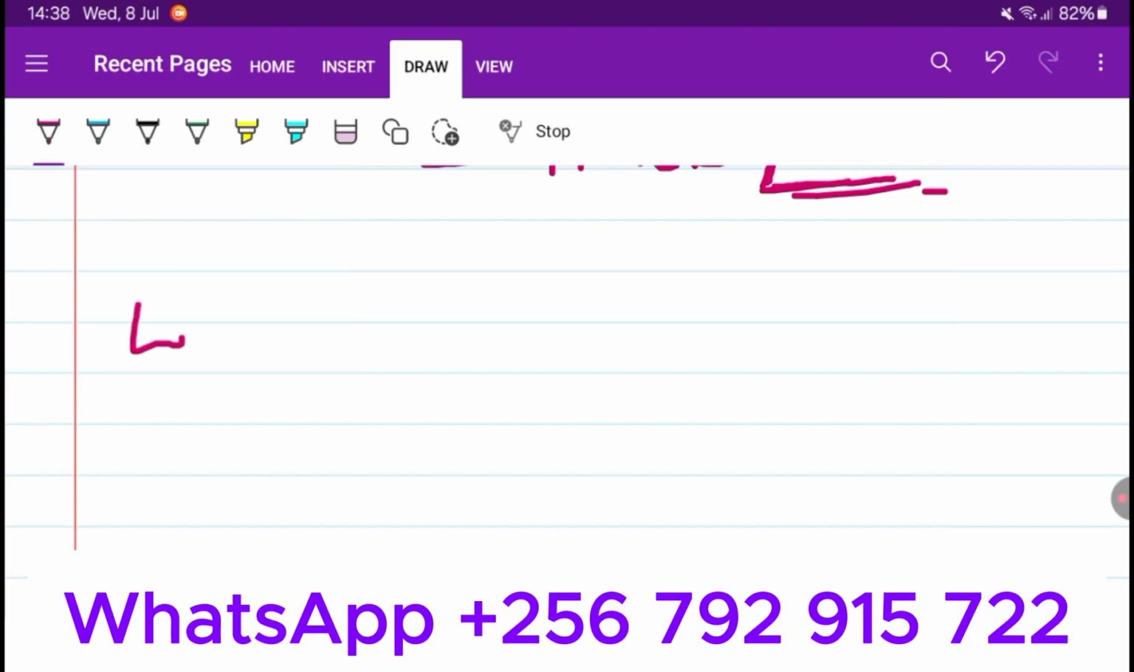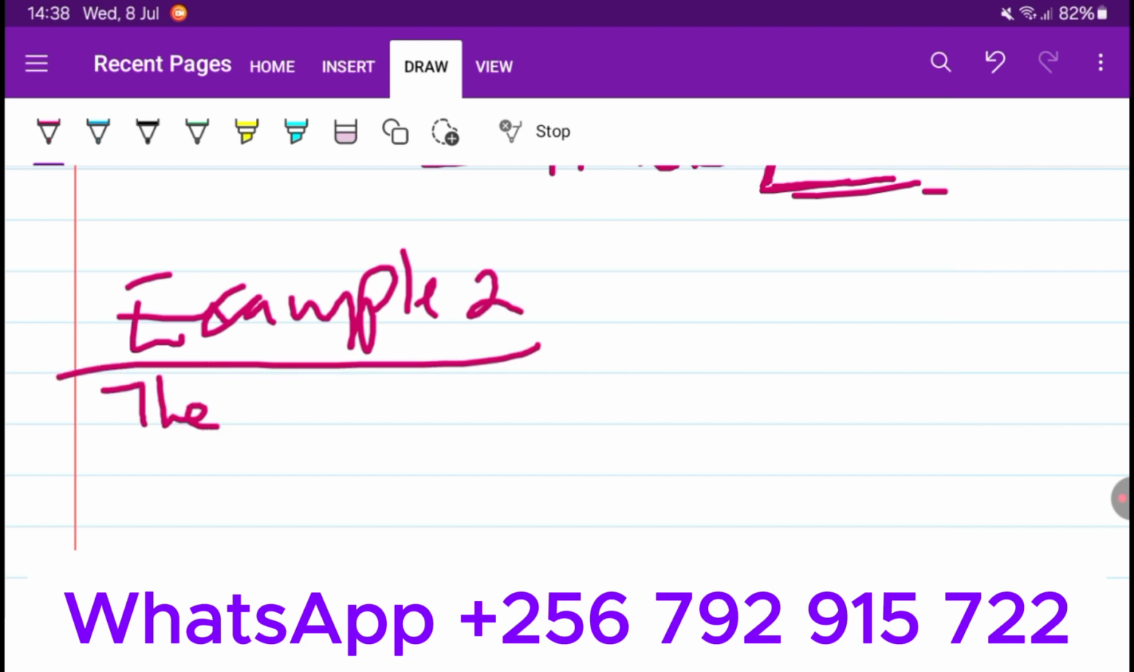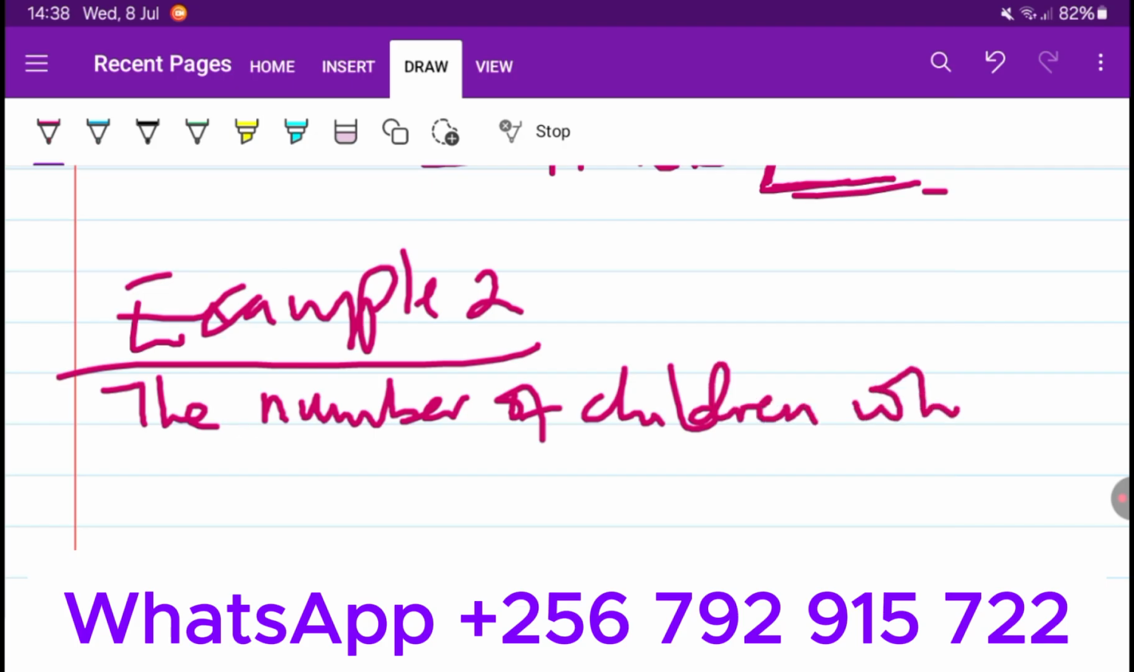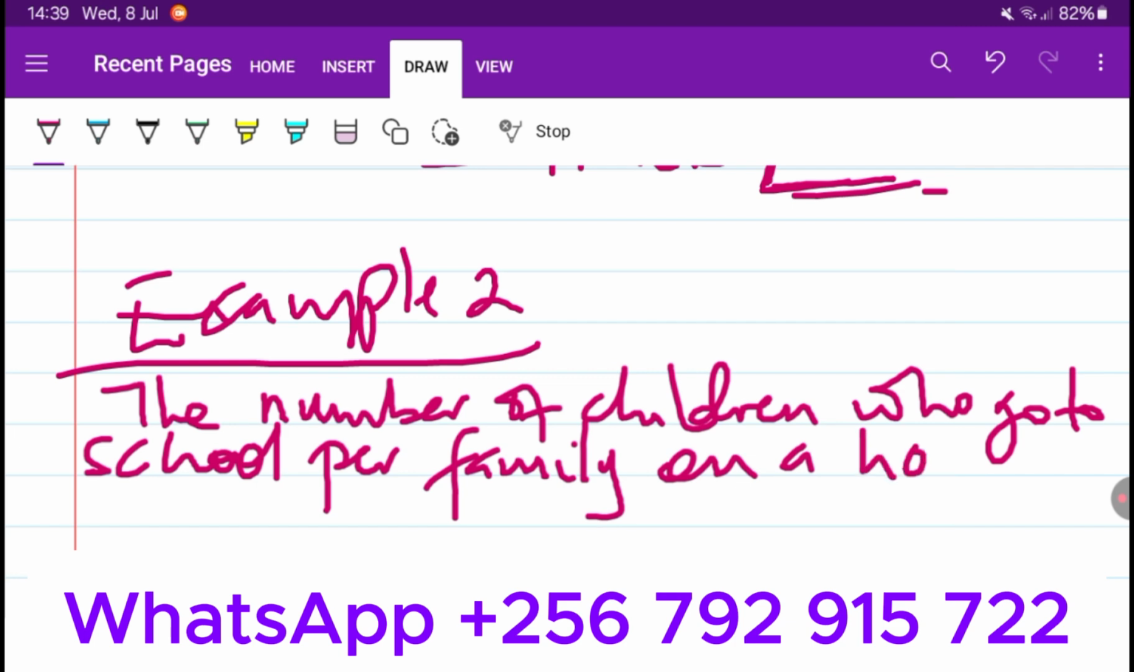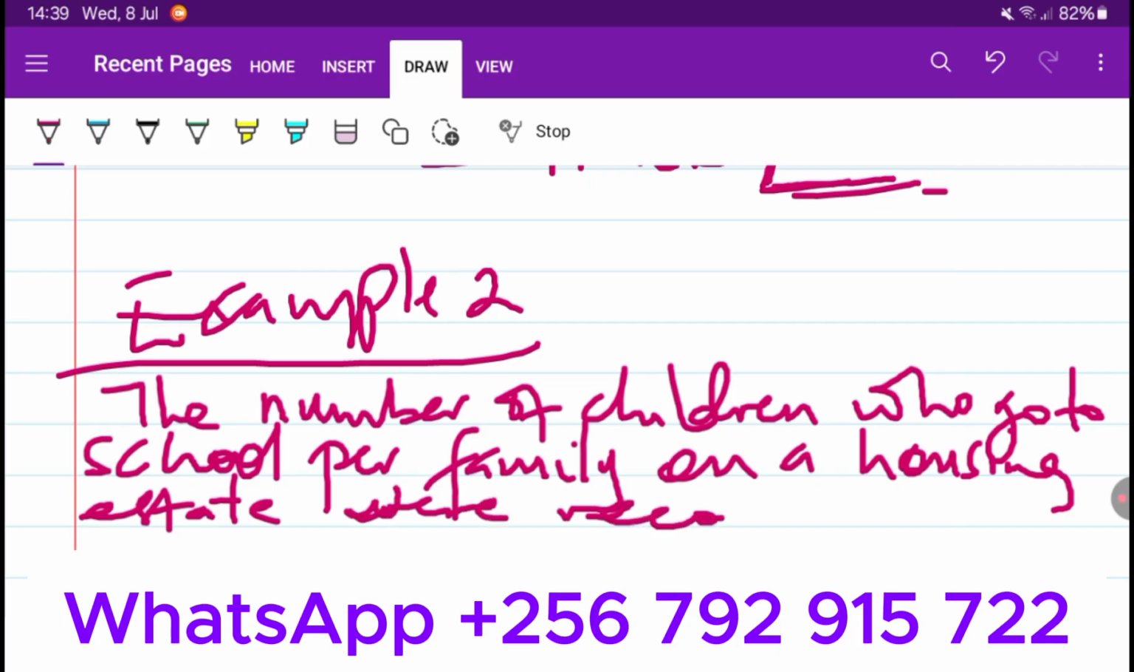So let's look at example 2. The number of children who go to school per family on a housing estate were recorded as follows.